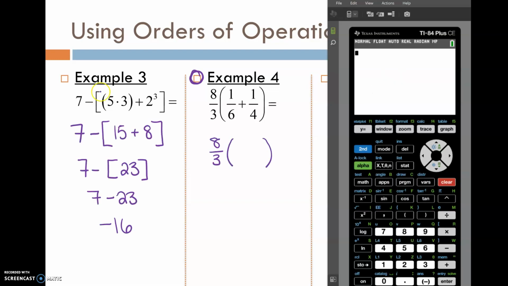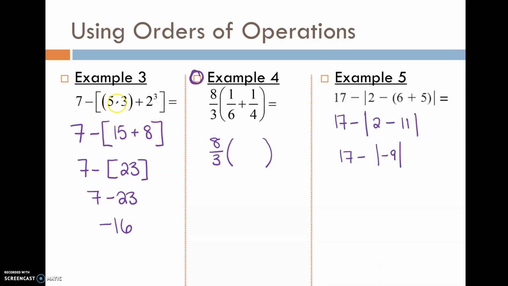In the first problem, the brackets are a second set of parentheses. So you do the first set of parentheses farther inside, 5 times 3 to get 15. 2 to the third is 8. You've still got another grouping symbol. So 15 plus 8 is 23. 7 minus 23, you should get -16.